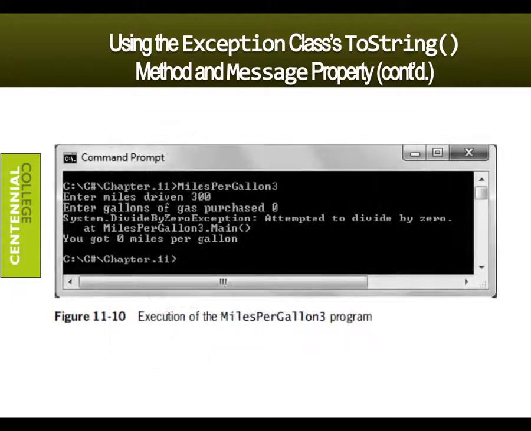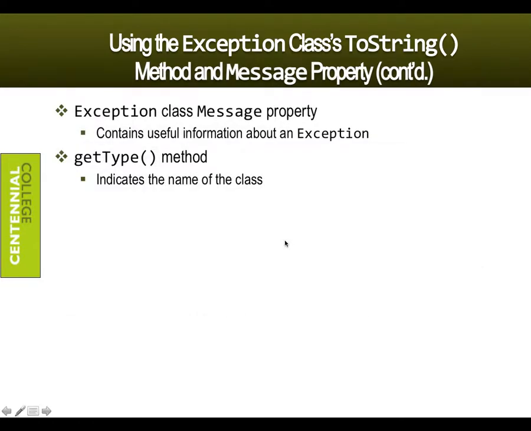Okay. Here's an example of that. System divide by 0. An attempt to divide by 0 is what they're trying to do, and you can't get it, and that's what it is. Okay.